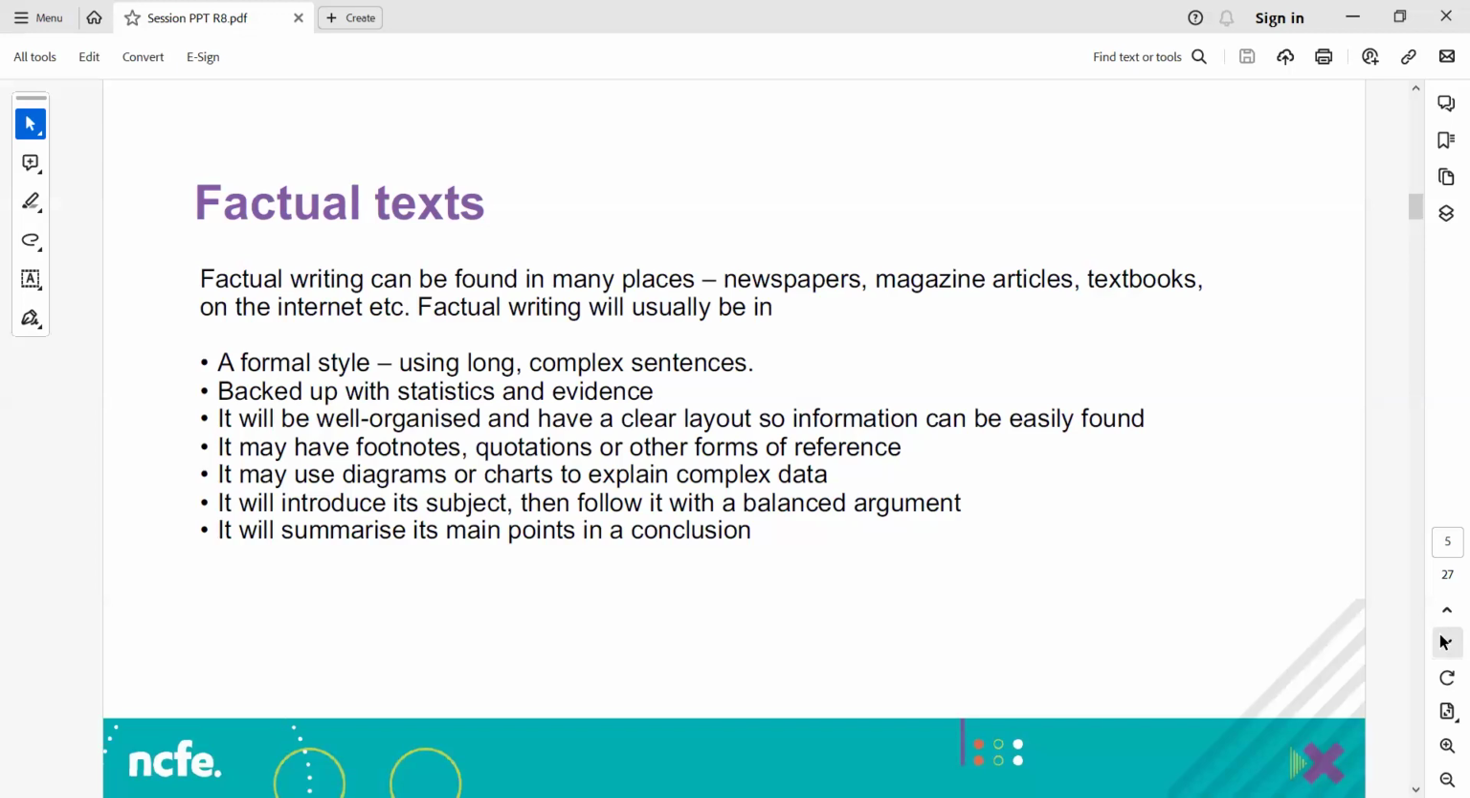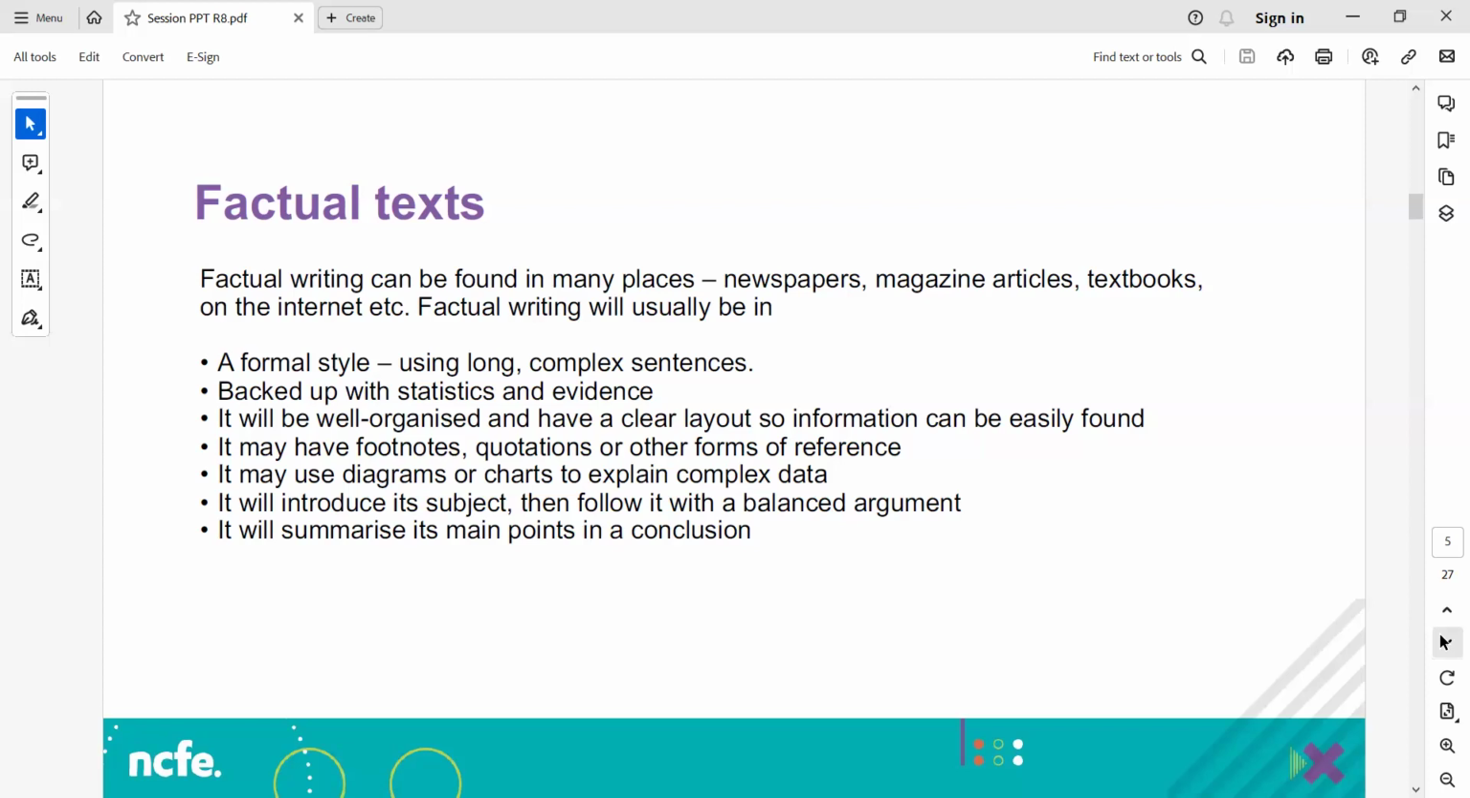It will be well organised and have a clear layout, so information can be found easily. So it will probably have, as well as the main heading, subheadings. So it may have footnotes, quotations, or other forms of reference. It may use diagrams or charts to explain complex data.